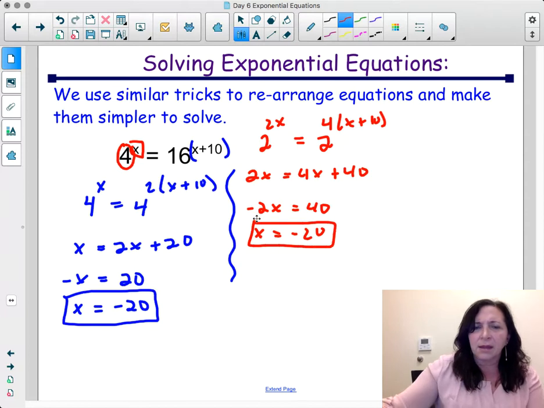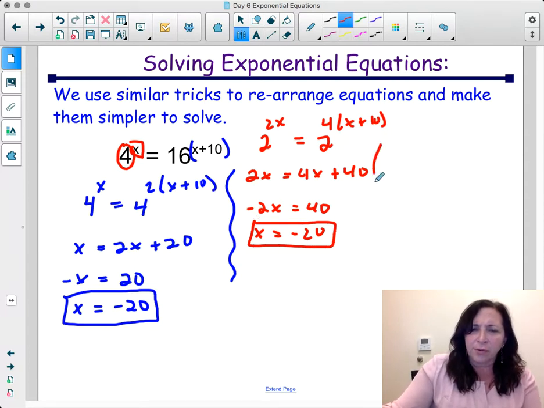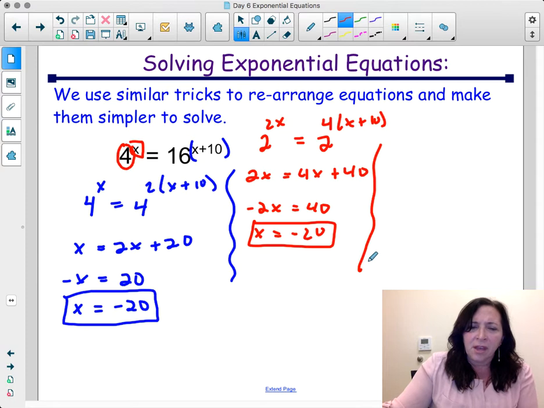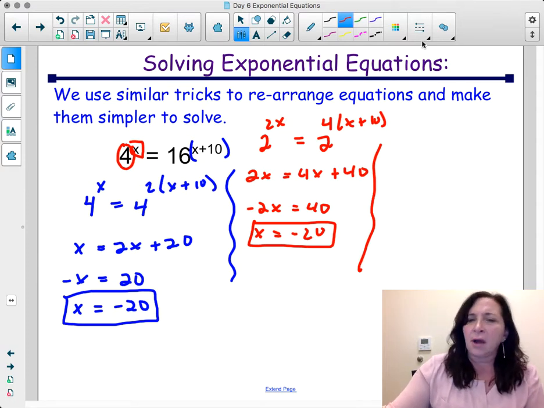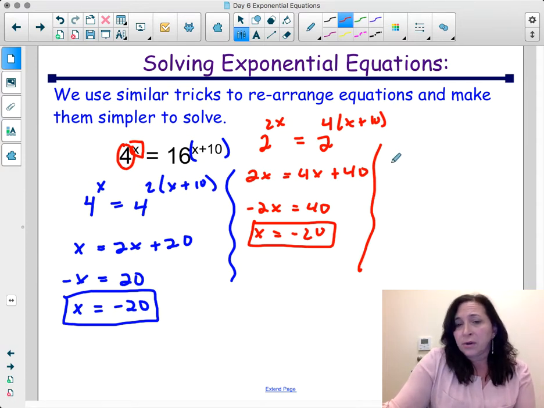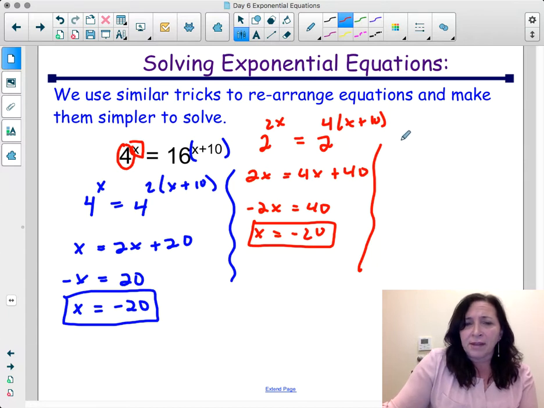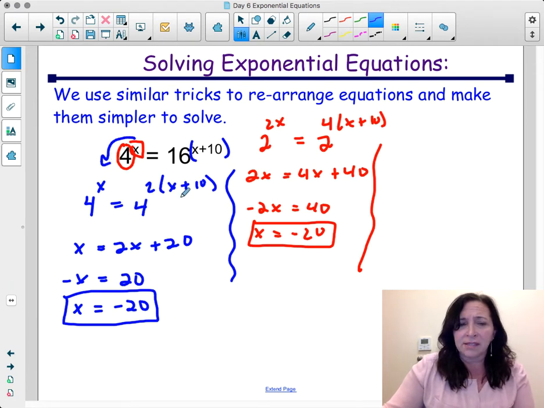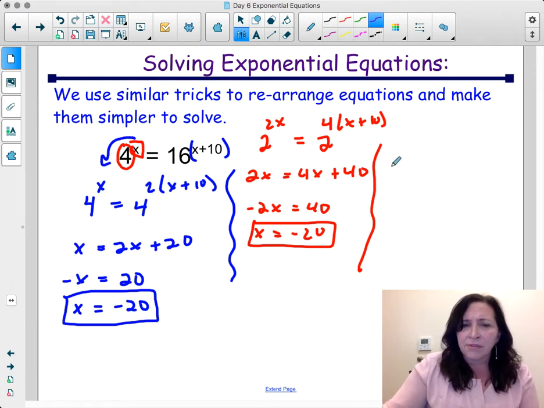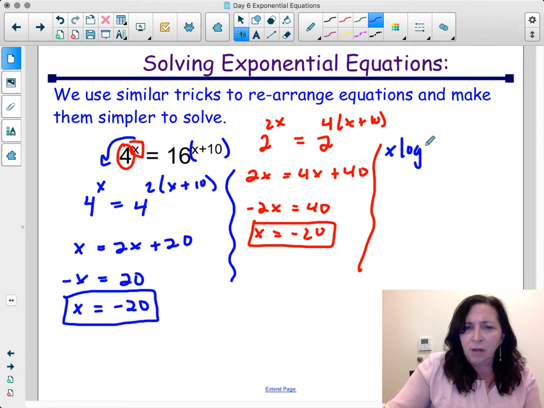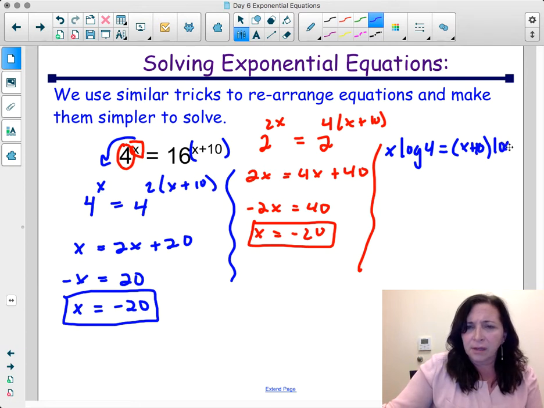And lastly, of course, you don't have to do these problems 3 times, but I am giving you options in how to solve these, whether or not you have a calculator, etc. So if I did have a calculator, what I might consider is logging this if I didn't get the common bases. So I would go x log 4 is equal to quantity x plus 10 log 16. And then you would divide out the x plus 10s on both sides.